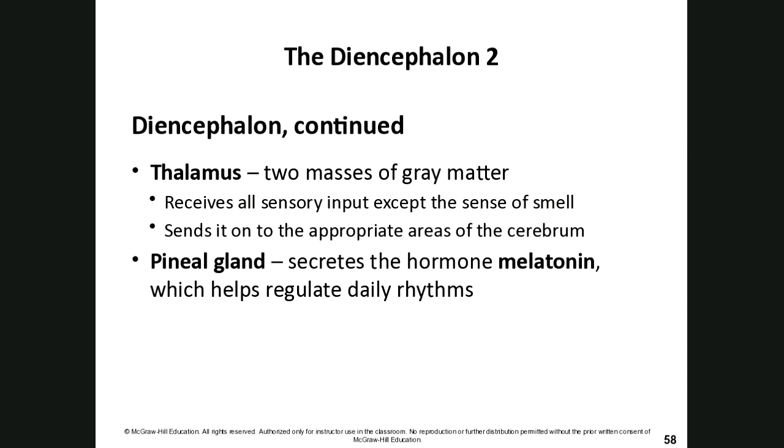Thalamus are just two masses of gray matter, receive sensory information except for smell that goes somewhere else, and then it sends it to its appropriate part in the cerebrum. So it's kind of like Grand Central Station, if you will, in that it needs to send things to different parts. And it gets all of this sensory information in. It's like, okay, you need to go here, occipital, you need to go here, hands, you need to go here, whatever it is. Your pineal gland secretes that hormone melatonin, which helps to regulate your daily rhythms, or what we call your circadian rhythms.